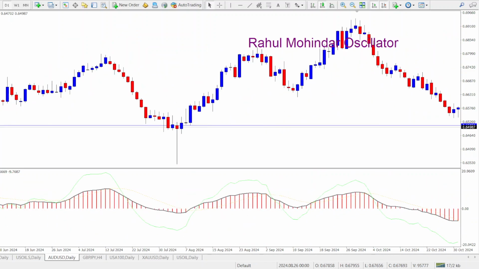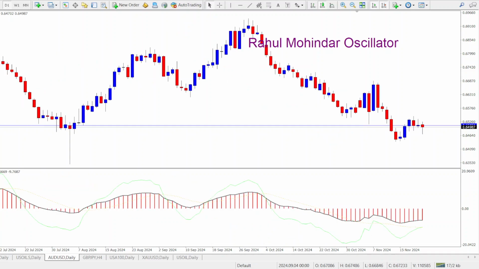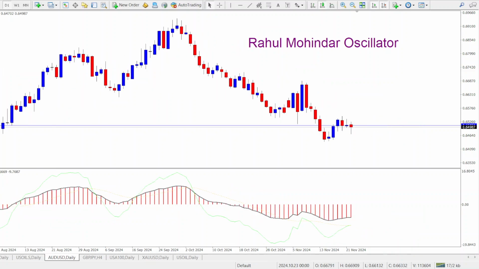Once you have identified whether it's in the positive or in the negative zone, the next thing for you to do is watch out for a crossover. Watch out for the green line crossing over this black or dark colored line. That is the second thing to watch out for. And then the third thing to watch out for is the length of the histogram bar. So let me explain in more detail.